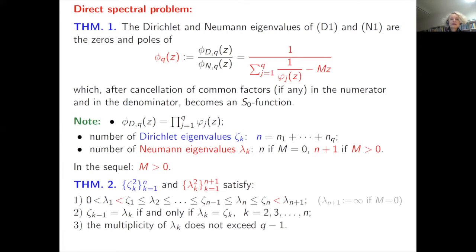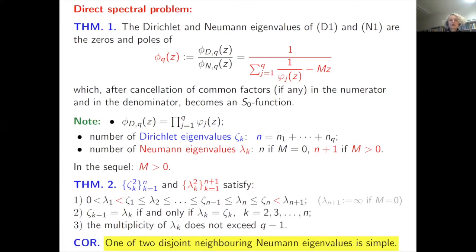Now, an interesting consequence of that result is the following corollary. If you look at two neighboring Neumann eigenvalues, then because of these properties, one of them must be simple. Otherwise, you get a contradiction to the properties in Theorem 2.